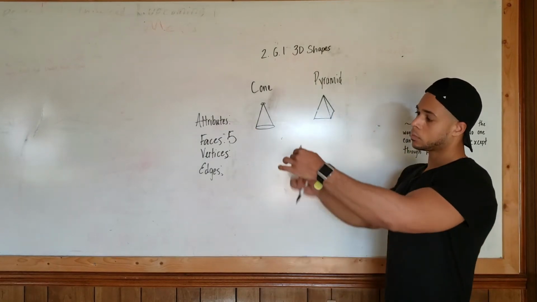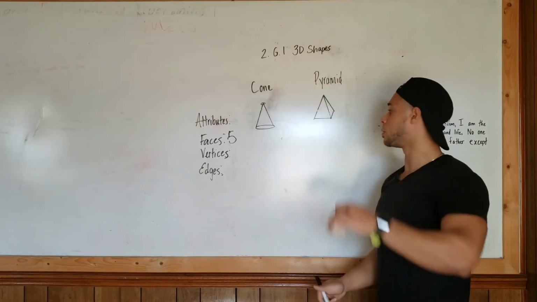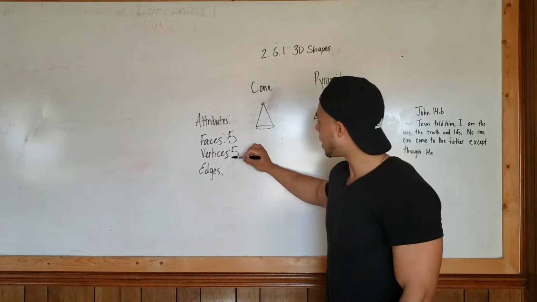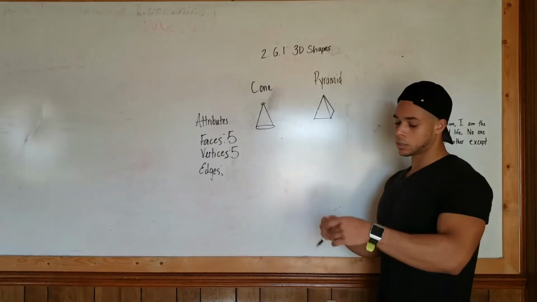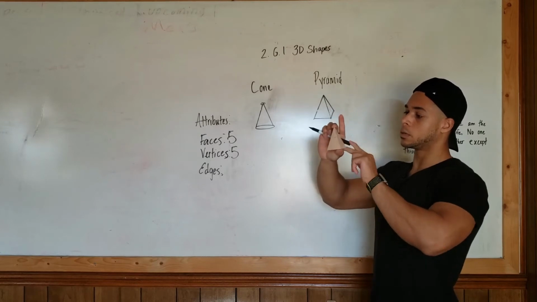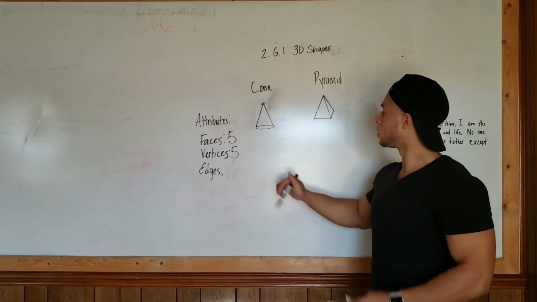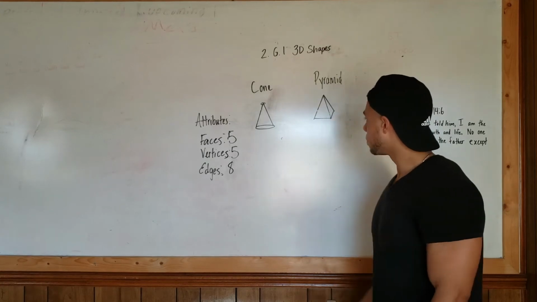Vertices, you have 1 on the top, and then for your square, you have your 4 vertices at the bottom. 1 plus 4, 5, easy work. And then your edges, you have your 4 edges on the bottom with that square base pyramid, and then you have your 4 edges on the side. 4 plus 4, 8. Easy work.